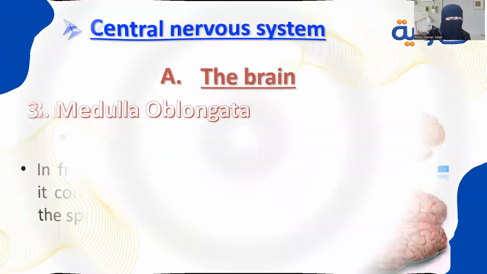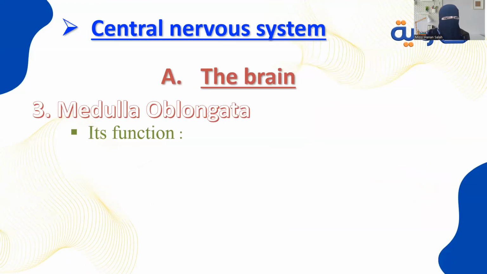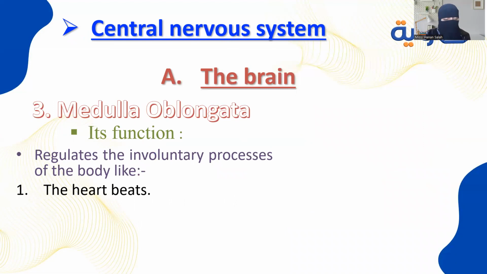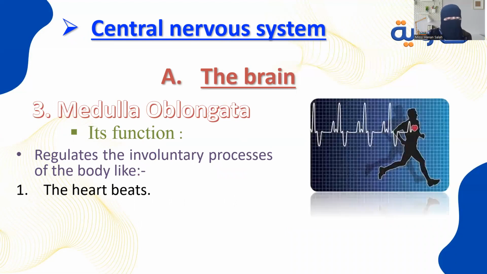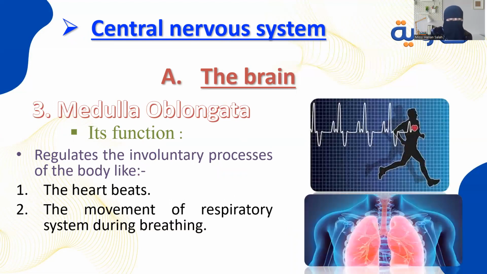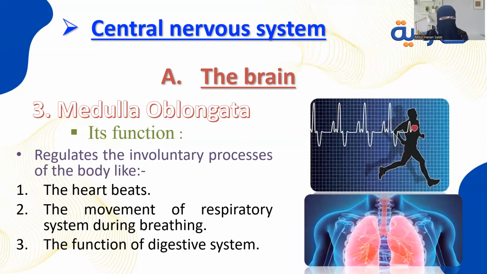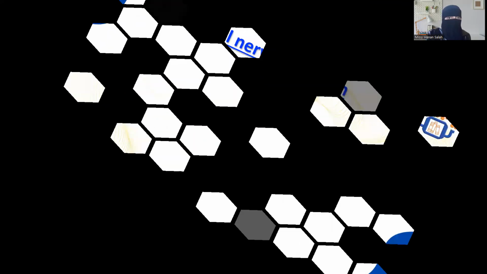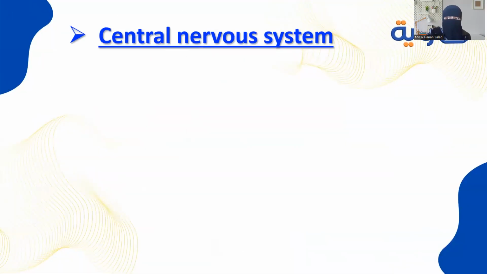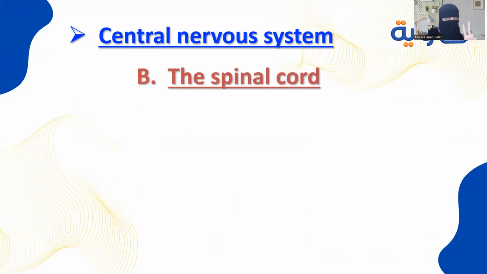What about its function? We said it can control the involuntary processes, like heartbeats, the movement of the digestive system, the movement of breathing or respiratory system. That's about the brain and its structure. Let's see now the second part of central nervous system. The second part of central nervous system, it's called the spinal cord.